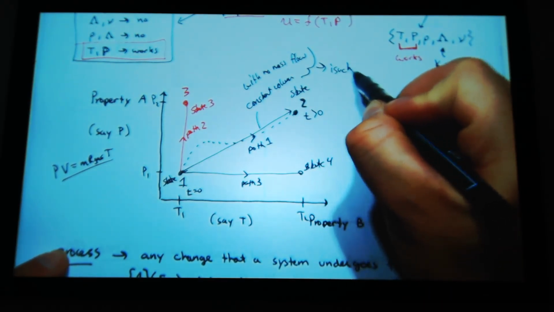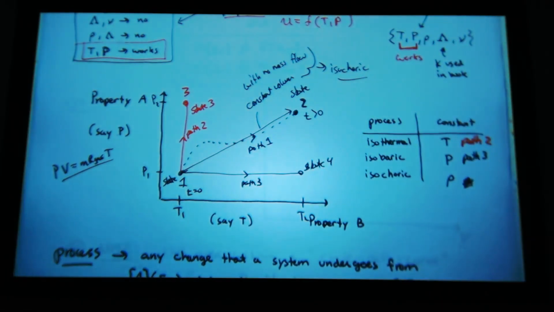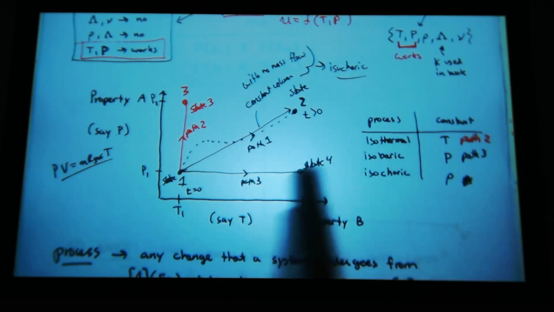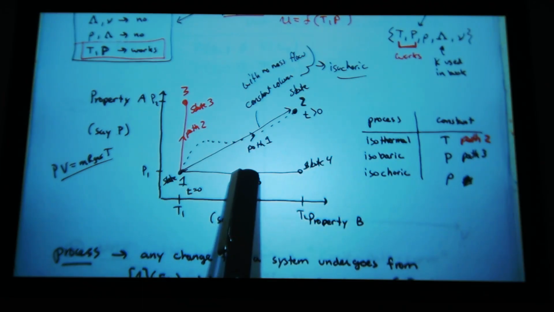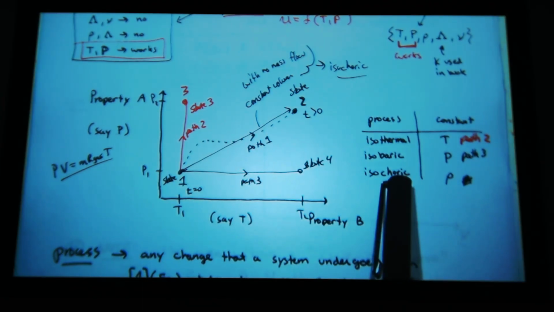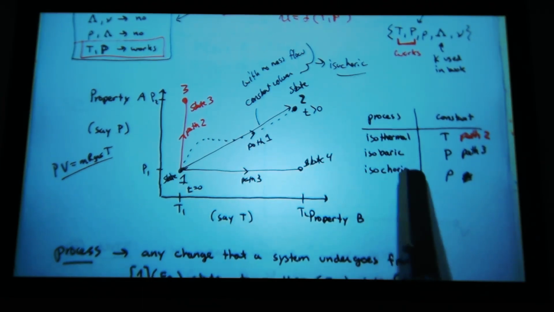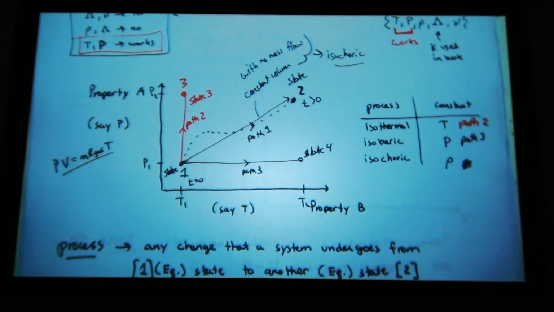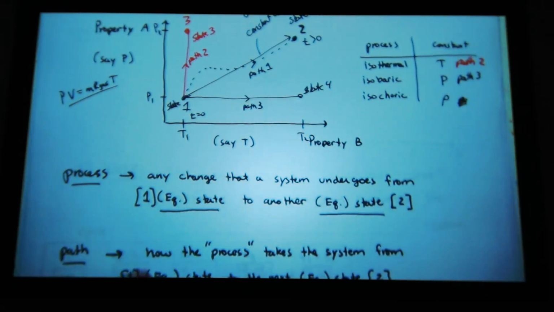Isochoric. Yeah, okay, given the mass didn't change. But I can have an isothermal process with mass added and removed. I can have an isobaric process with mass added. And I can have an isochoric process with mass added and mass removed, as long as the volume is constant. Okay, good question.